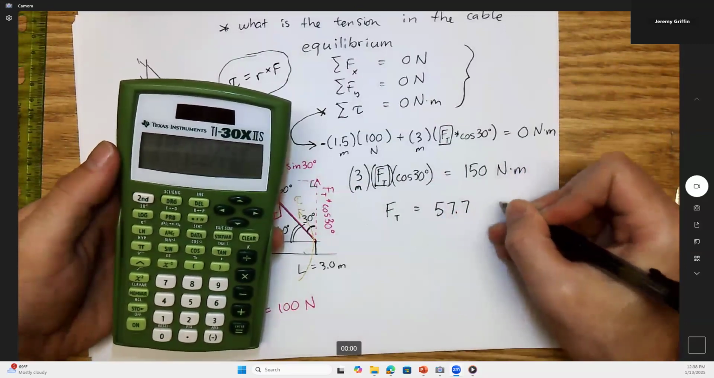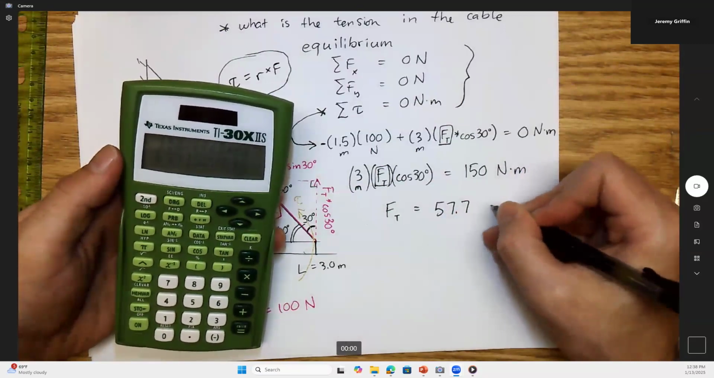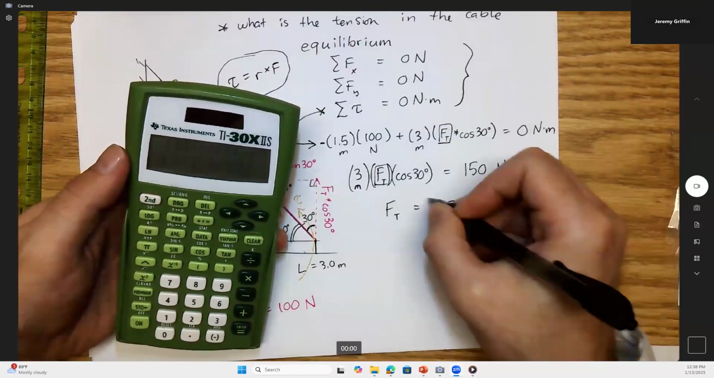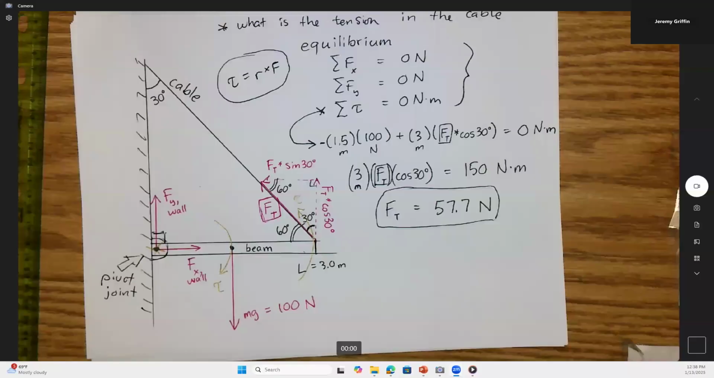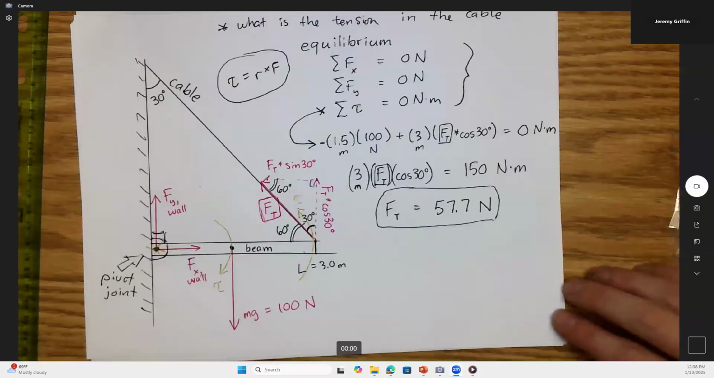57.7. What unit? 57.7 what? Newtons, because it's a force. That's right. Forces in newtons. And it is a little bit more than 50 newtons, isn't it? So that does look like a reasonable answer. Yes, that's got to be it.